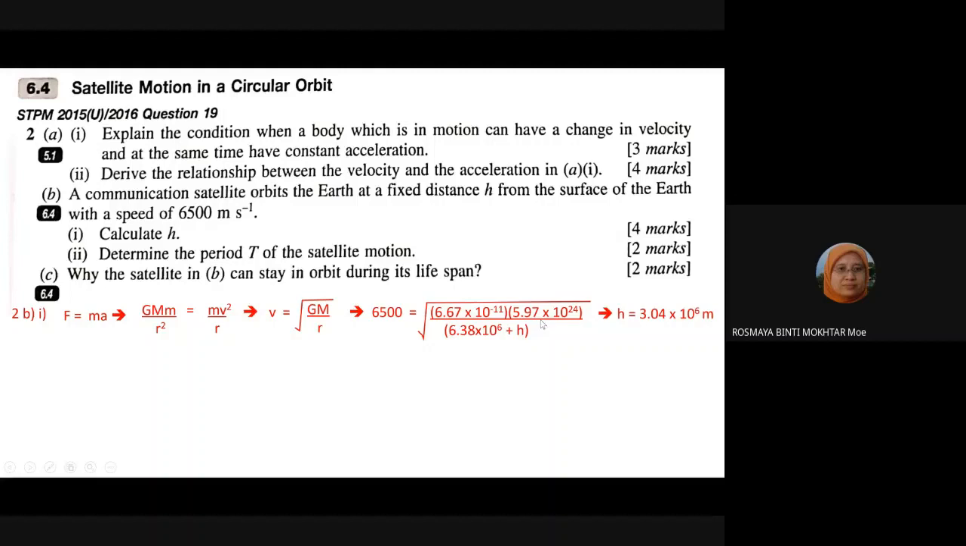So 5.97 times 10 to the 24 is the mass of the Earth, and 6.38 times 10 to the 6 is the radius of the Earth, plus the h. Then you simplify this equation and it becomes h. I go straight to the final answer. H is 3.04 times 10 to the 6 meters. Any problem in this B1?